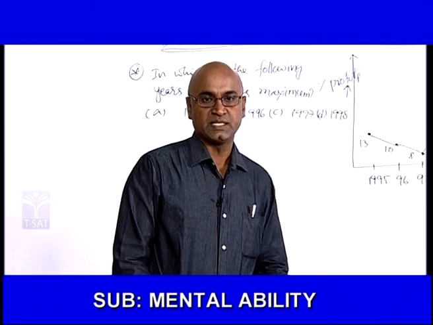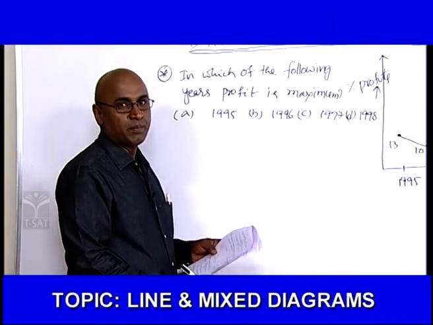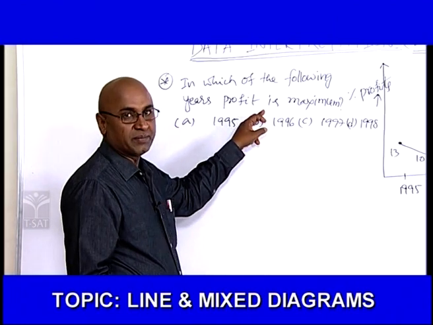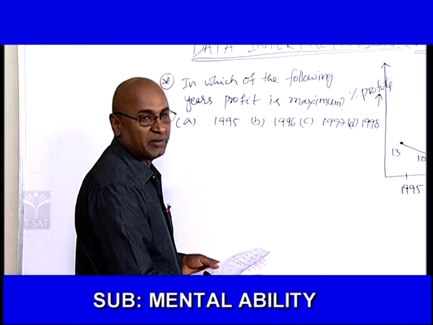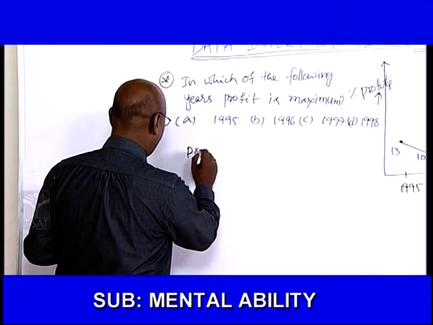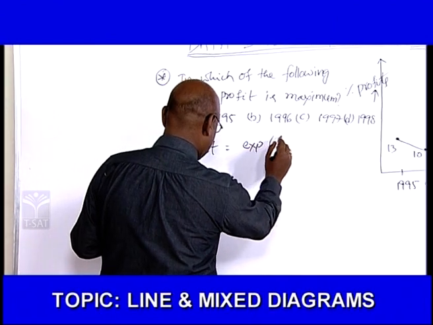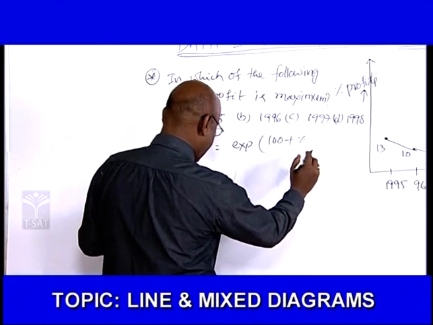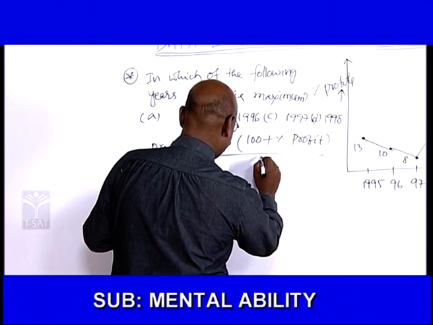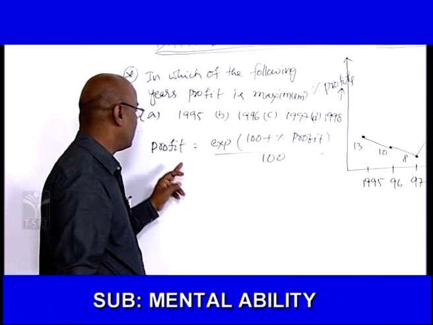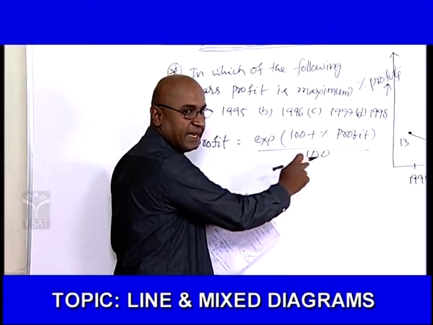ద సెకండ్ క్వశ్చన్ ఇన్ దిస్ ప్రాబ్లమ్ ఈజ్ లైక్ దిస్. In which of the following years is profit maximum? సో ఏ సంవత్సరంలో లాభం అత్యధికంగా ఉంది అన్నాడు. ప్రాఫిట్ కనుక్కోవడానికి ఒక ఫార్ములా ఉందండి. Profit is equal to expenditure into 100 plus percent profit by 100.